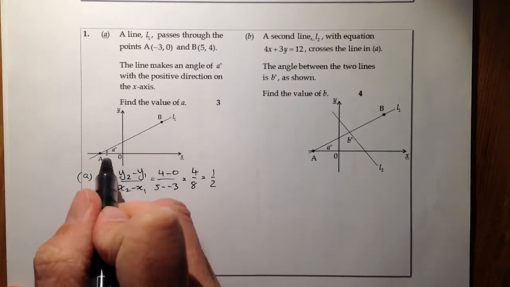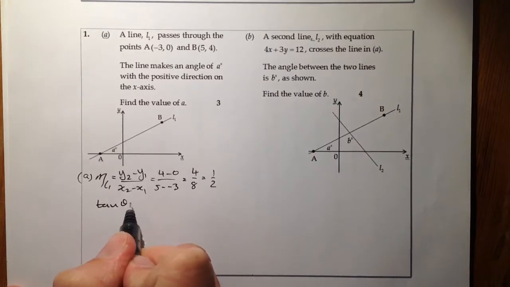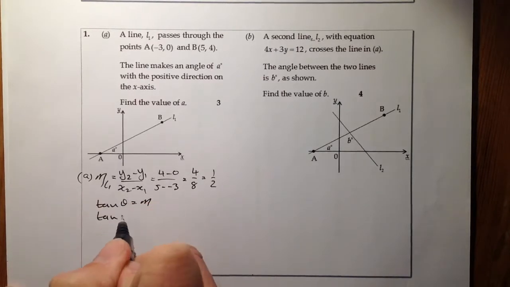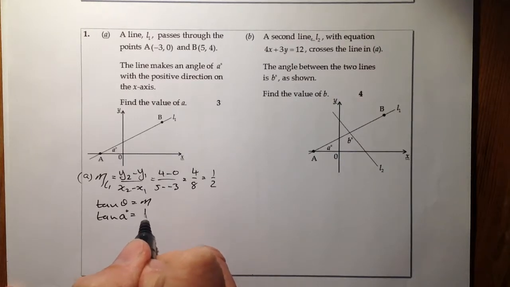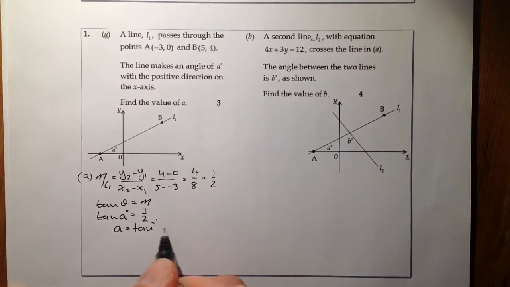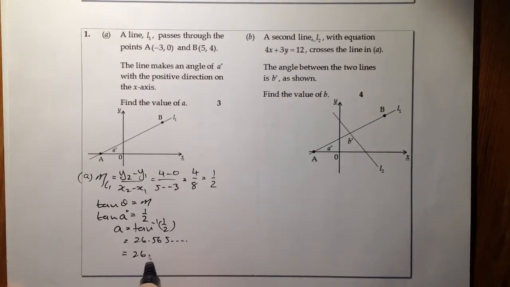To find the angle, use tan theta equals the gradient. I'll replace theta with A, and we're working in degrees, so tan A equals a half. So A is going to be the inverse tan of a half, and on the calculator that gives 26.565 degrees, or 26.6 degrees to 1 decimal place. This is not the same as the answer in the solutions. I think the solution says 45 degrees, but it's 26.6 degrees to 1 decimal place. Let's move on and look at part B.